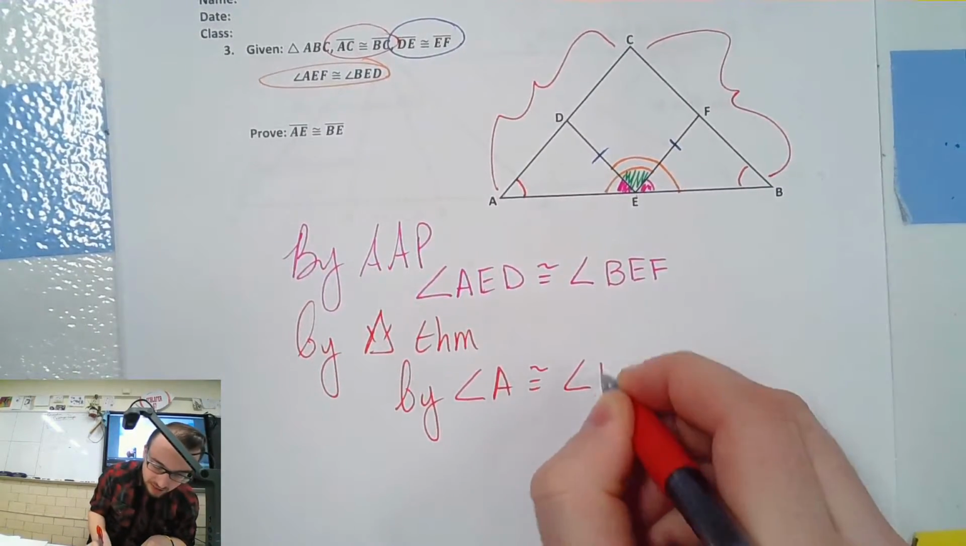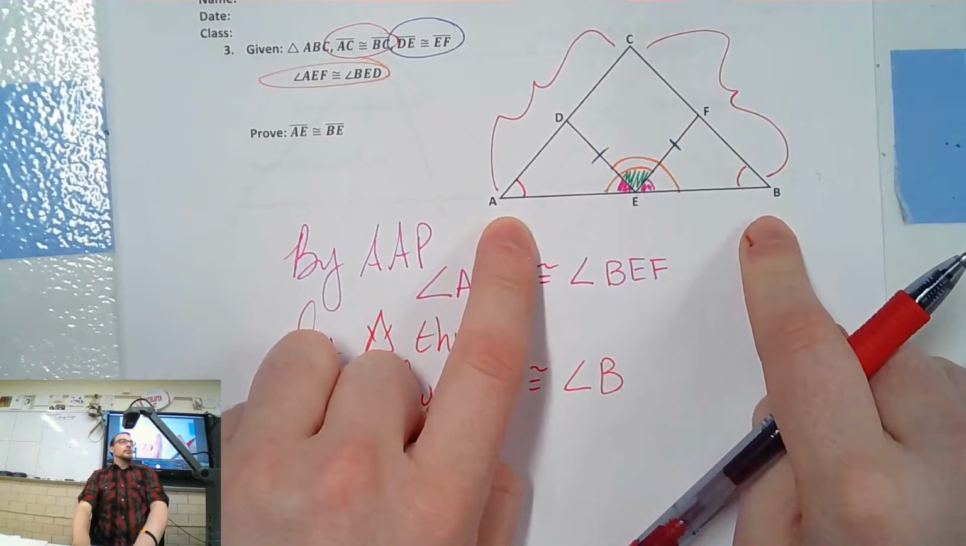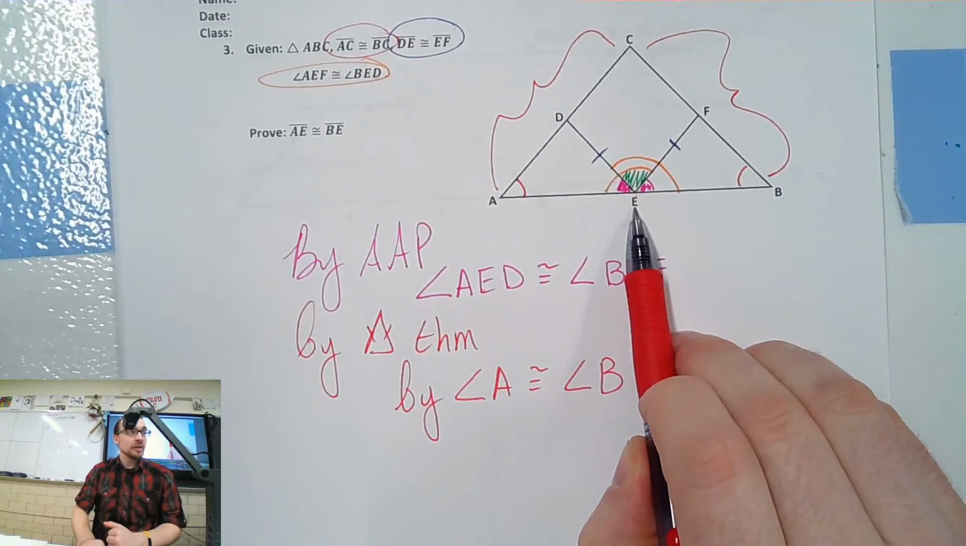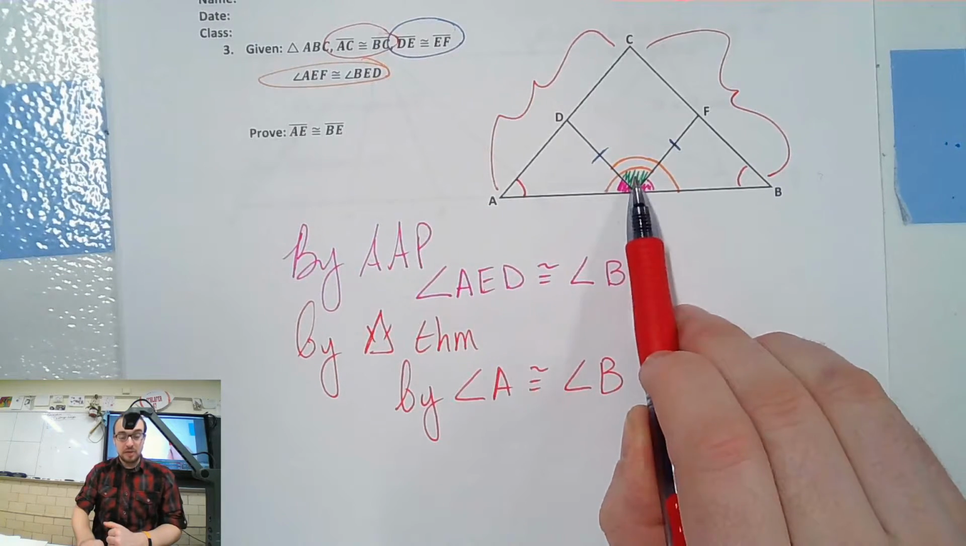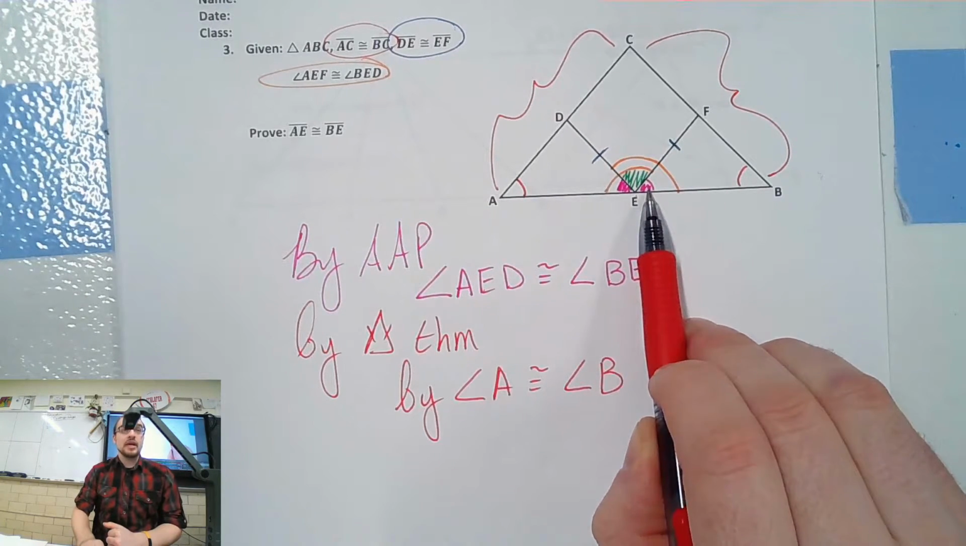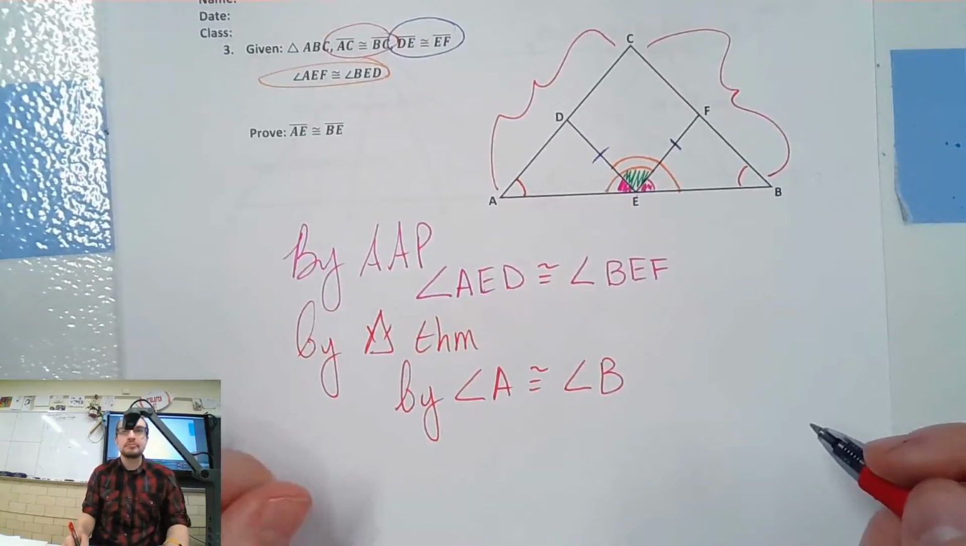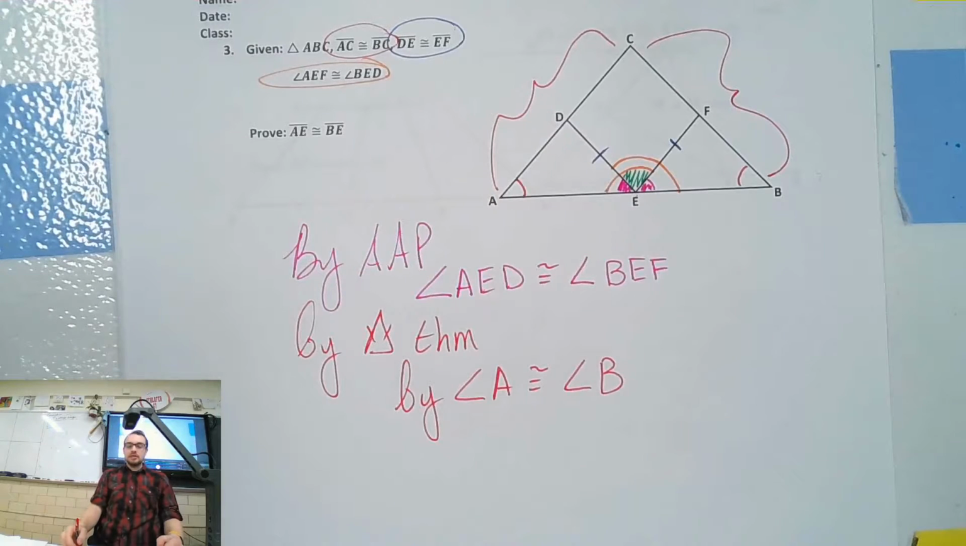I can call it angle A and angle B because look, there's only one angle A, one angle B. Could I call this angle right here angle E? No, because we got 3 options, right? That's why we got to use the 3-letter name for it. But A and B, it's good. Only one angle A, only one angle B.